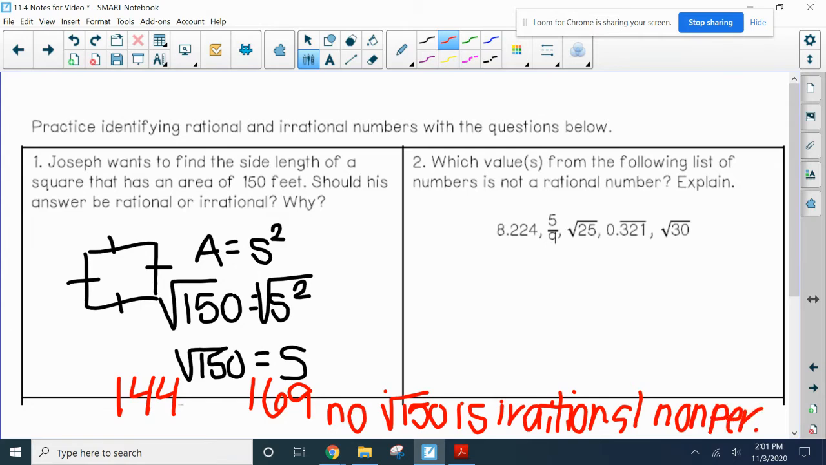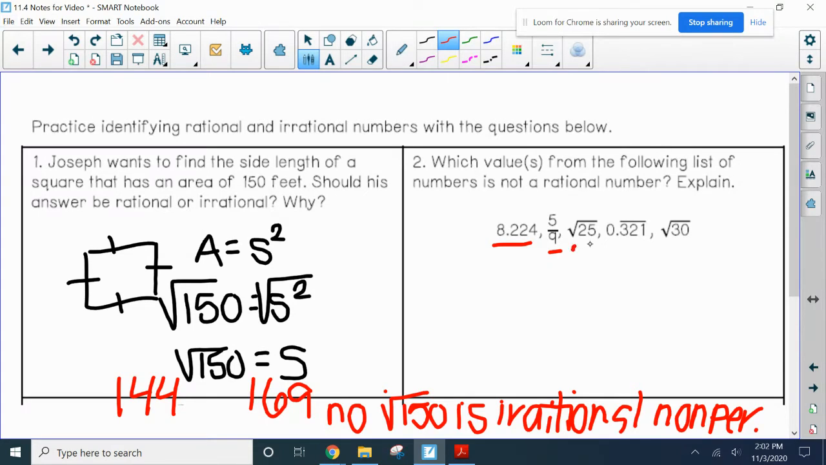Non-perfect. All right. So number 2, which value from the following list of numbers is not a rational number? Well, this first one, is this a rational number? Yes, it's a terminating decimal. How about this one? Is this a perfect square? Is this a rational number? Yes, because it can be written as a fraction. Those are two traits of our rational and irrational numbers.